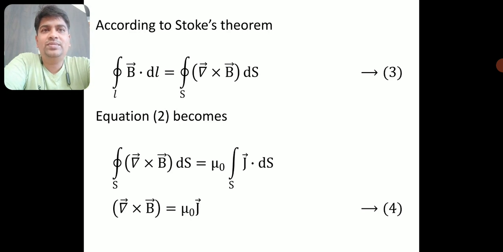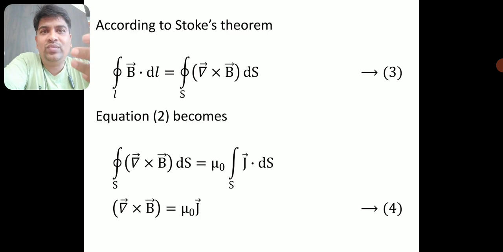So I have substituted this Stokes theorem in equation 2. I got this equation. Now what I am doing is, both sides I have surface integral. Now I can equate the quantities inside the surface integral in both sides. So on the left hand side the quantity is curl of B, and on the right hand side the quantity is mu naught J. So I am not doing anything to the equation.